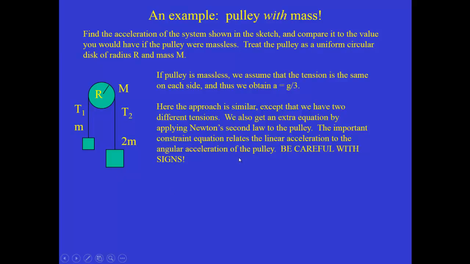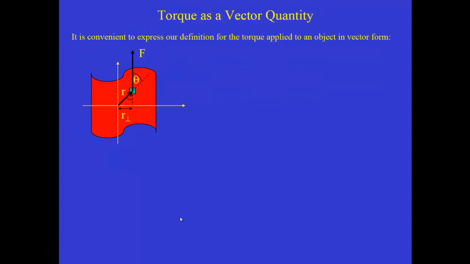All right, and you have to be careful with signs and use the constraint equations, and I'll show how to do that in class. But using Newton's second law for rotational motion allows us now to do a more complicated problem than we could do before, where we had to assume that the mass of the pulley was negligible.